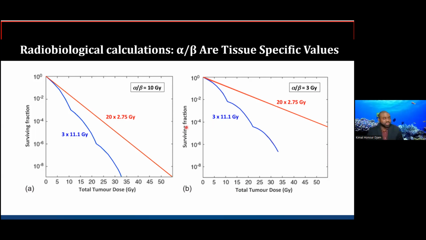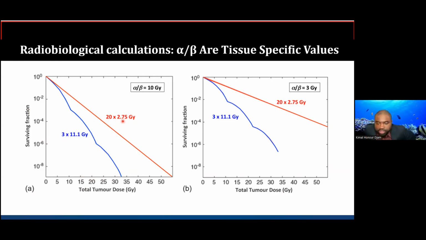So if we look at this particular graph here, you can clearly see that the hypofractionated regimen of 3 fractions of 11.1 gray per fraction is significantly more toxic. In other words, if we plot a graph for a particular dose upwards, you will realize that it has a lower final surviving fraction compared with the other fractionation scheme.